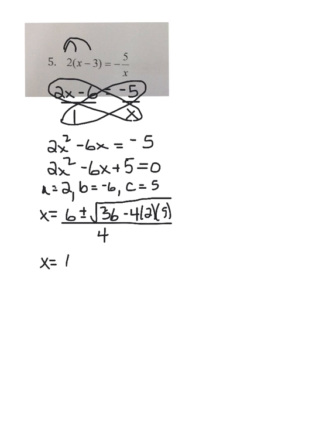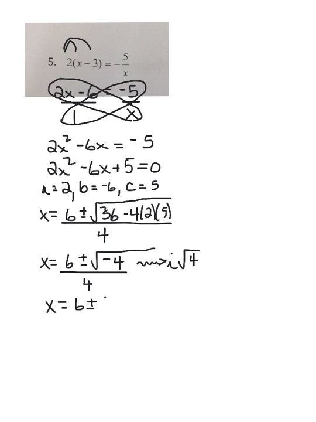X equals 6 plus or minus. Then throw what's underneath in your calculator. Do 36 minus 4 times 2 times 5. And you're going to get negative 4. And that whole thing is over 4. Okay, now remember, I can take the i out, and that's really radical 4, which is really just 2, right? So then what I have here is x equals 6 plus or minus 2i over 4.